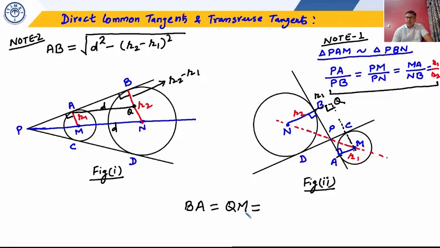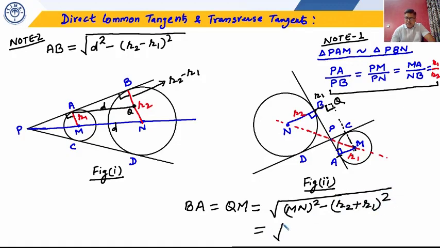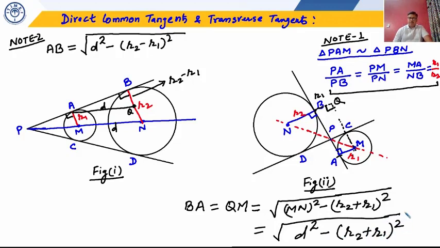And this is nothing but the square root of MN square minus (R2 plus R1) whole square. So the length of the transverse tangent, we can memorize this formula: D square minus the sum of the radii whole square, under root. This is your note 3. So let us have a quick recap.